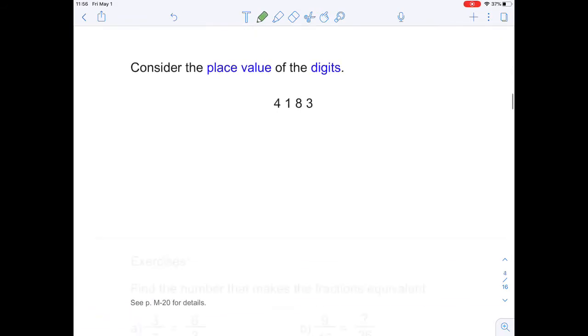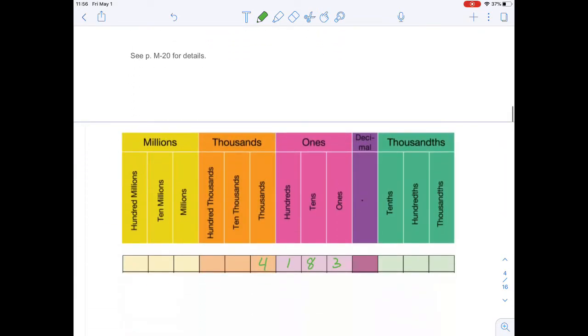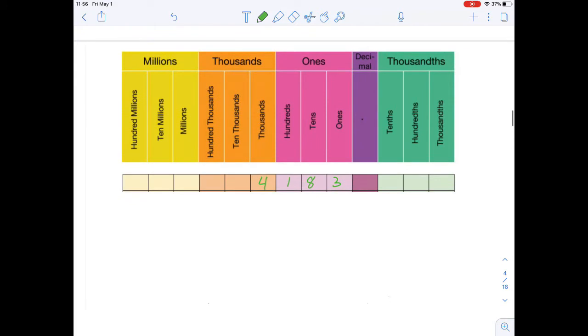So let's begin. Consider the place value of the digit. First of all, how would we read this number here? If you said 4,183, you are correct. And on a place value chart, it would look something like this. The value of the 4 is 4,000. So we could put it in expanded form. So we have 4,000 plus 100 plus the 8 is worth 80 plus 3.